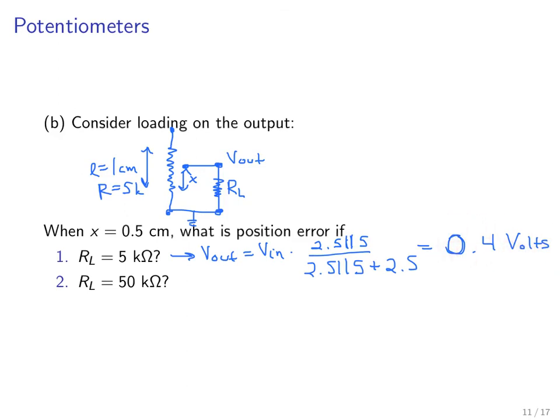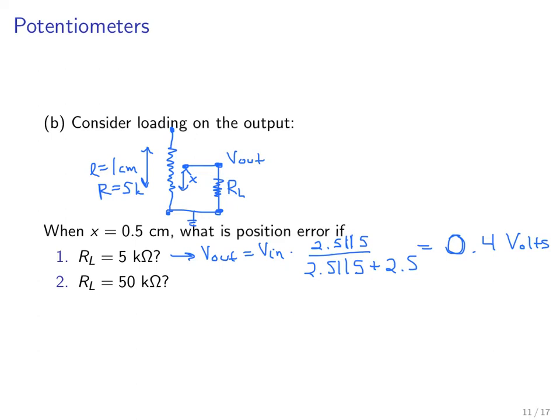Whereas if we had no loading on it, if we had an infinite RL, we would get 0.5 volts. And we saw from the previous part A of this problem that X equals Vout. We have a linear relationship with a slope of 1 between X and Vout. So X equals Vout, and this is an error of 0.1 centimeters. It would be 0.5 minus 0.4, which gives 0.1 centimeters.